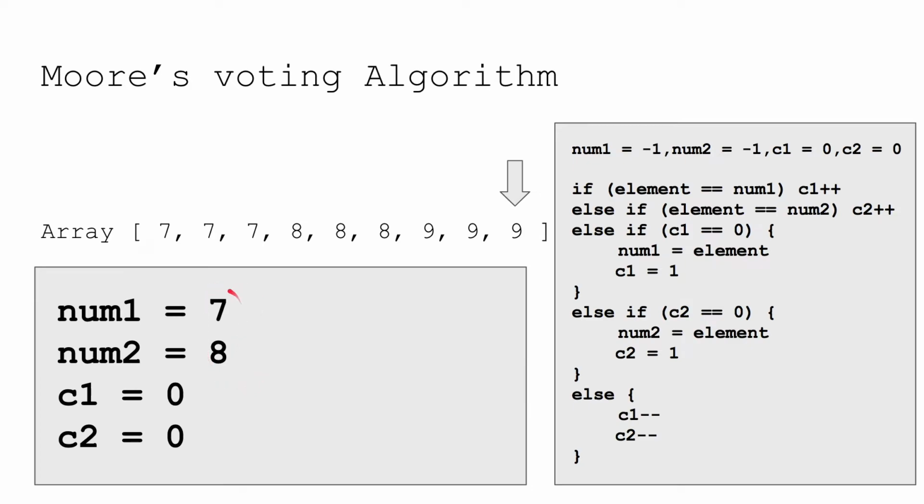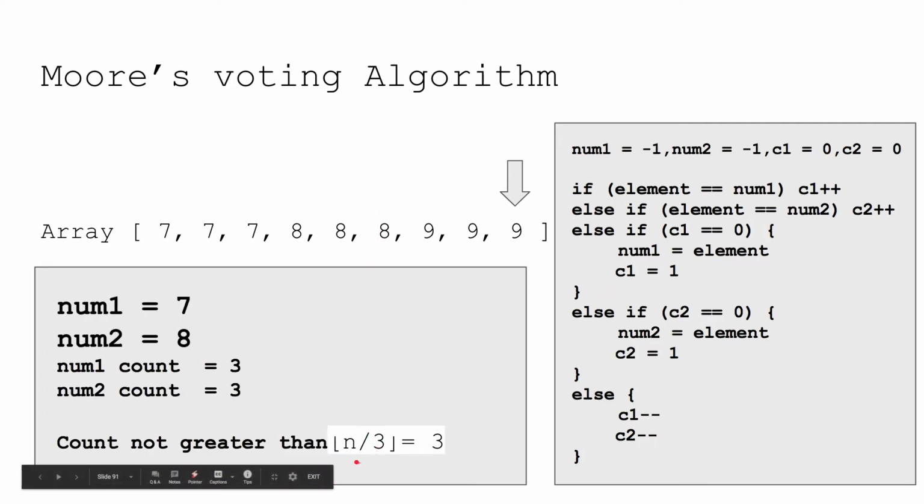For that, first we need to get the count of these elements in the given array, and then compare with the floor value of n by 3. As we can see, the value of n here is 9, as the number of elements present here is 9. We need to check the count of these two elements, where 7 appears thrice and 8 also appears thrice. We need to check if this count is greater than the floor value of n by 3.